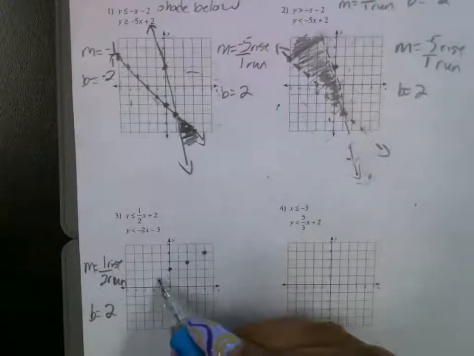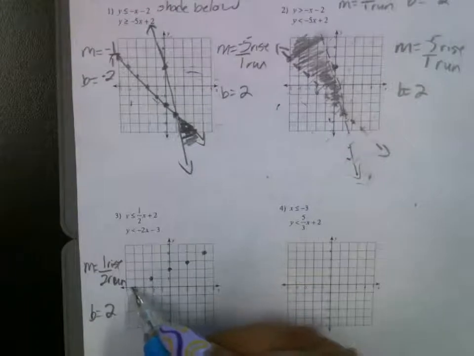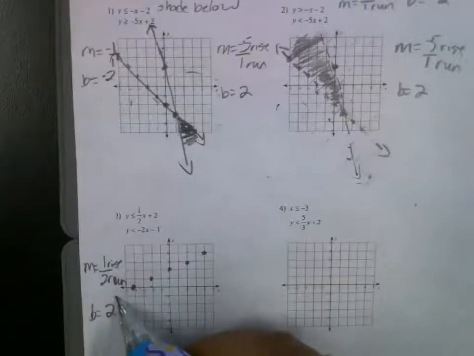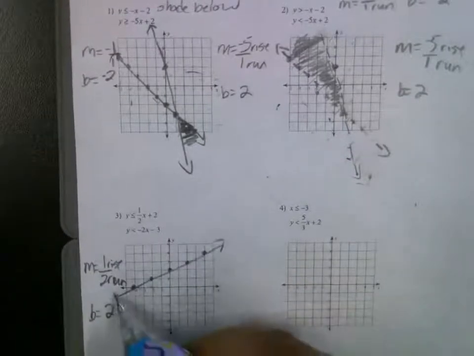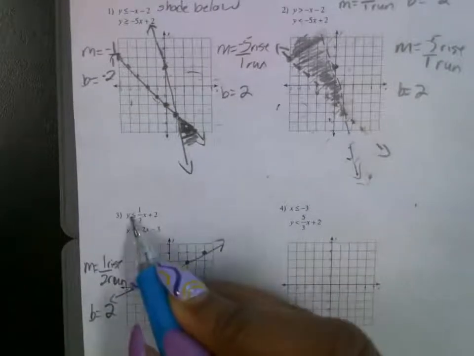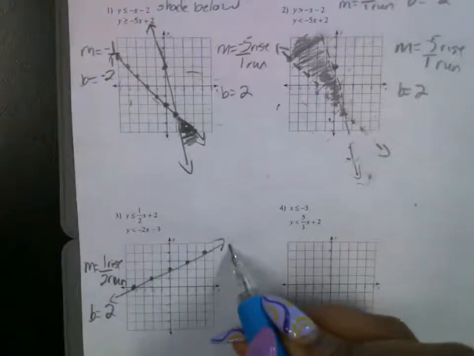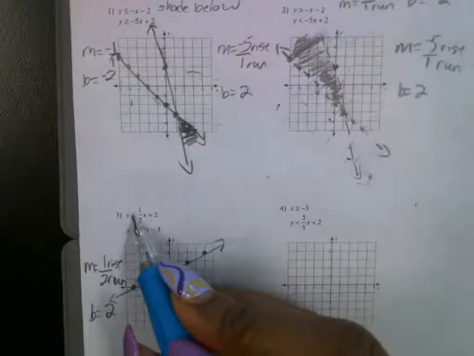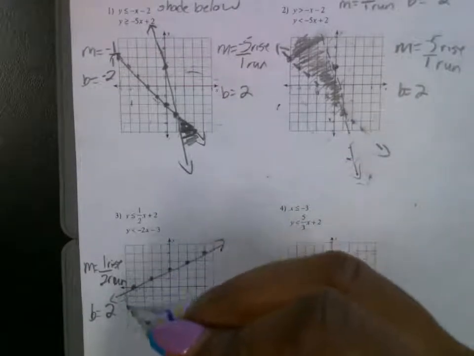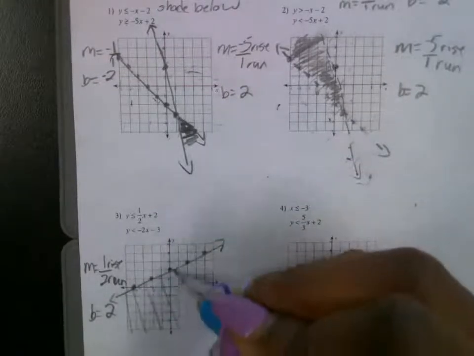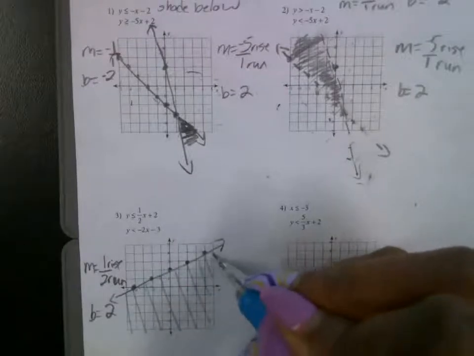Opposite direction, down 1, left 2. This is a solid line because it's equal to. See that? Okay. And you're going to shade under the line because it's below.